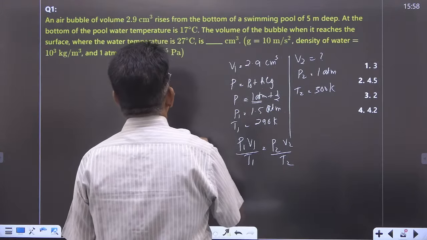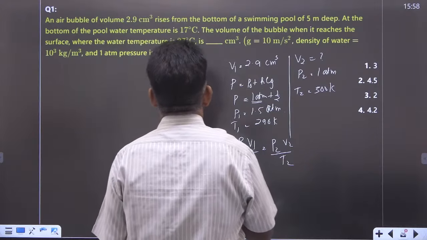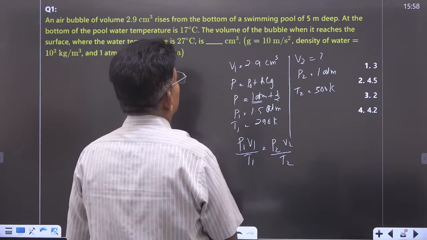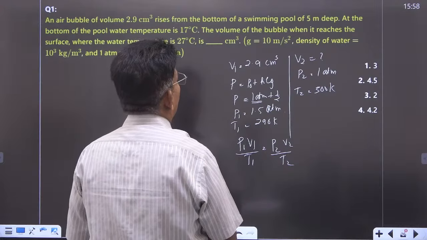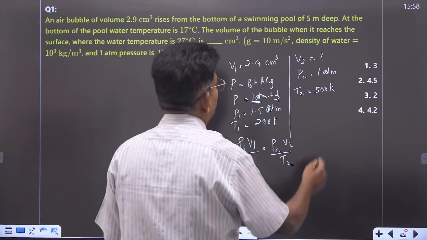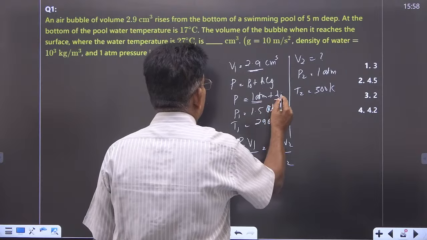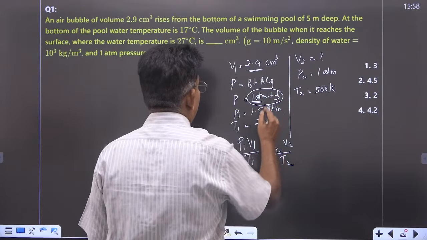They didn't mention the unit in which to answer the volume of the bubble. Of course, it will be given in centimeter cube unit. So we have initial volume, initial pressure calculation. We have some time saving mechanism.